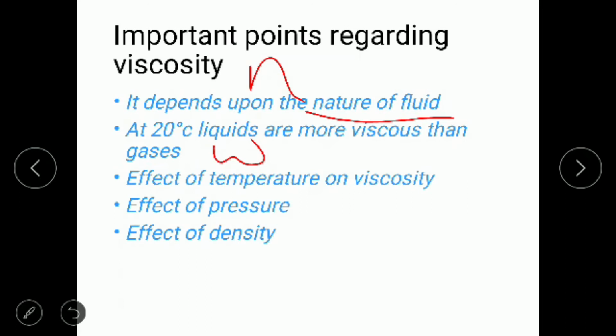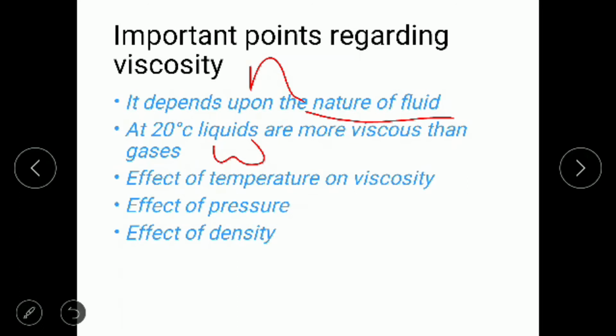Now the third point is the effect of temperature on viscosity. The viscosity of a liquid decreases sharply with a rise in temperature and becomes zero at boiling temperature. On the other hand, the viscosity of gases increases with a rise in temperature. So viscosity depends upon temperature, and liquids and gases react differently.